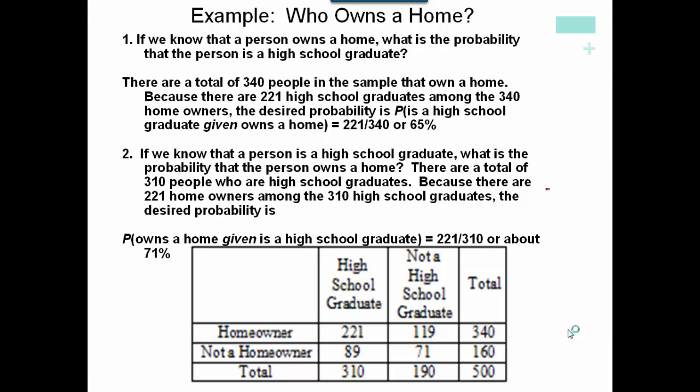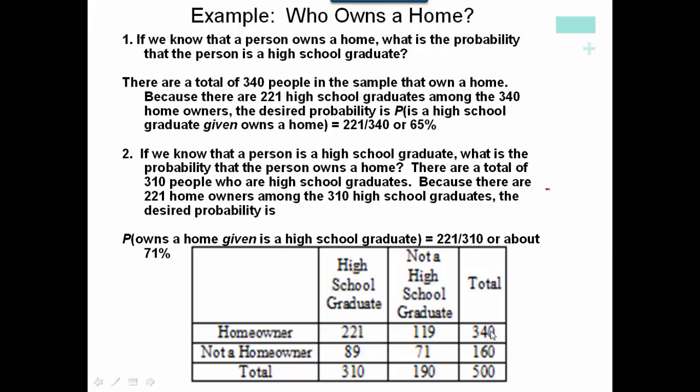If we know a person owns a home, what's the probability the person is a high school graduate? There are a total of 340 people in the sample that own a home. So because there are 221 high school graduates among the 340 homeowners, the desired probability is 221 out of 340, or 65%, 0.65.